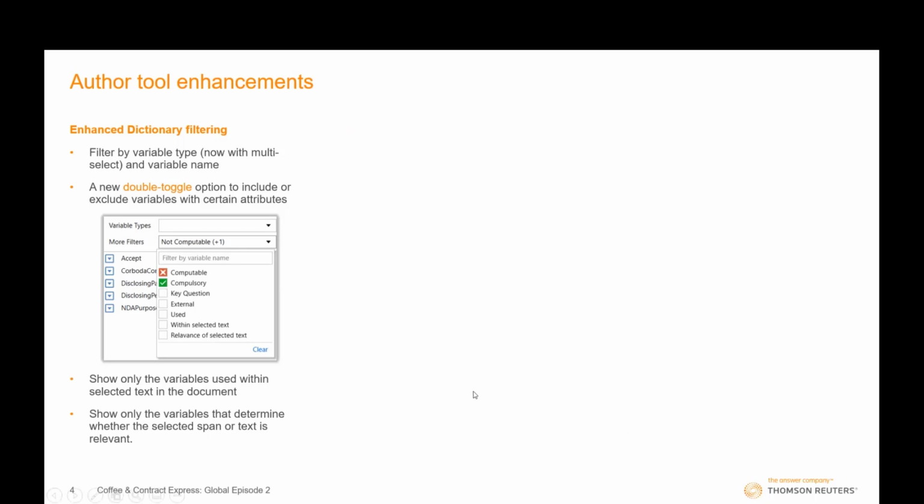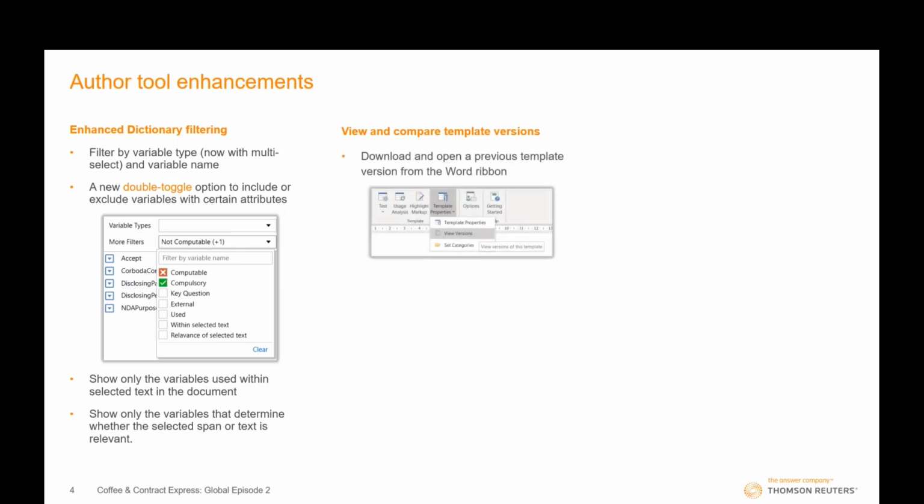So that's the dictionary filtering. We've also introduced the ability to view and compare previous template versions to the version that you're currently working on. So from the Word ribbon under the template properties drop down, we have added a new option called view versions. And when you click on that, it will call out to Contract Express and present a list of all the different versions that you have for that template in Contract Express that you've previously uploaded.